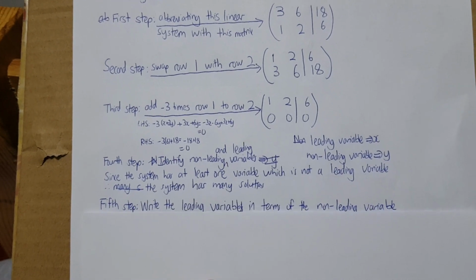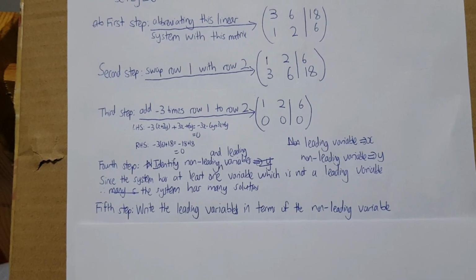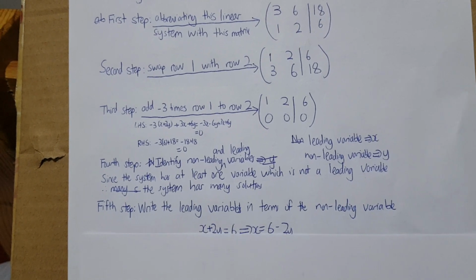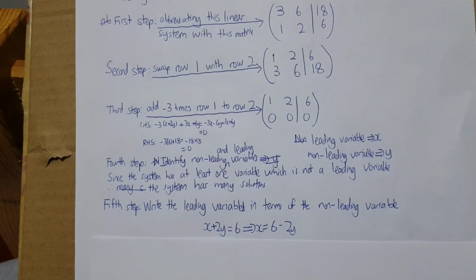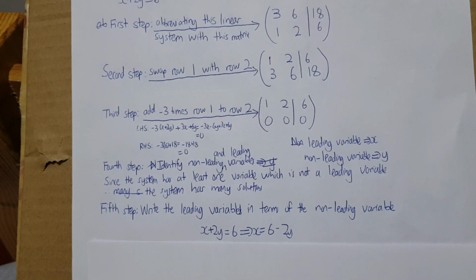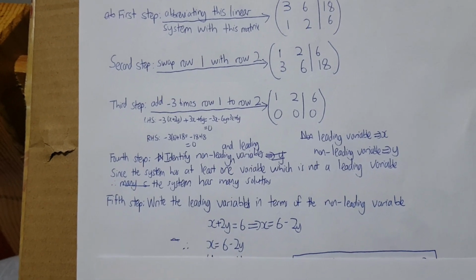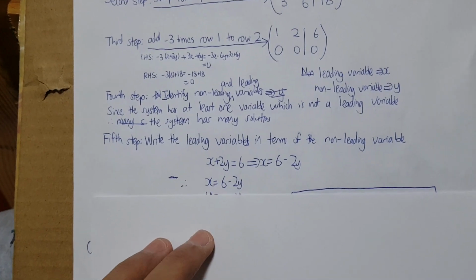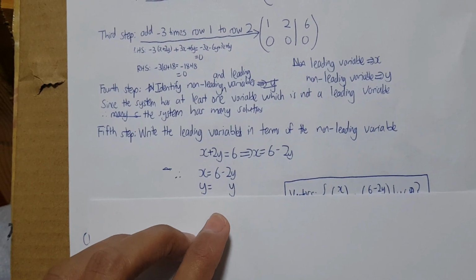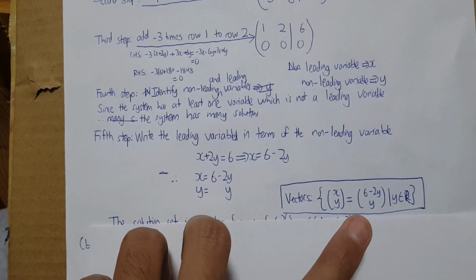Last step, we write the leading variables in terms of the non-leading variables. We know that y is a non-leading variable, and from the first row we can see that x plus 2y equals 6. So we express x in terms of y. Therefore x equals 6 minus 2y. We write again: x equals 6 minus 2y and y equals y. In vector form, it is written as this.